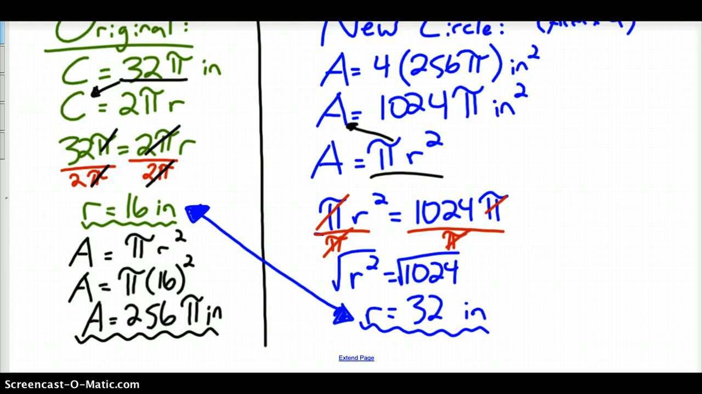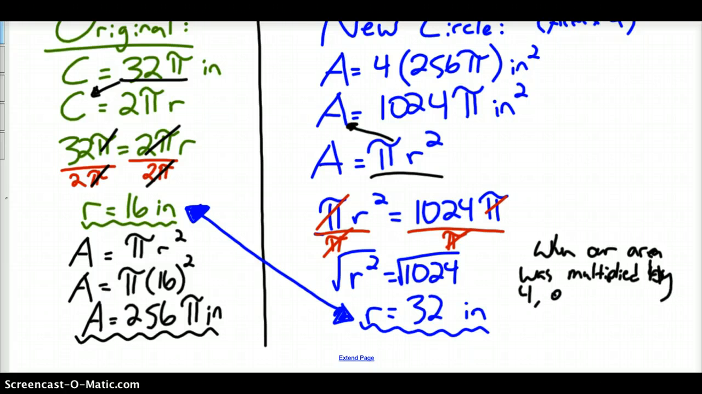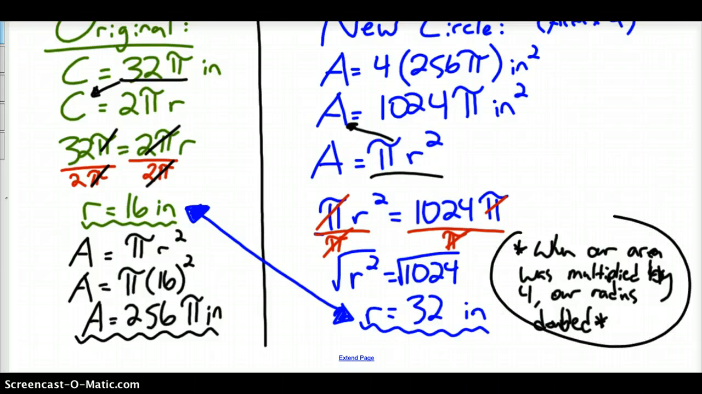So if our area was quadrupled, multiplied by 4, it looks like our radius only doubled. So we're just going to say when our area was multiplied by 4, our radius doubled. And that is our final answer to this question.